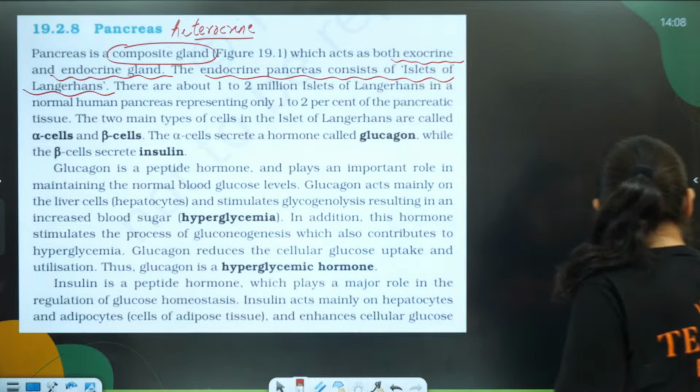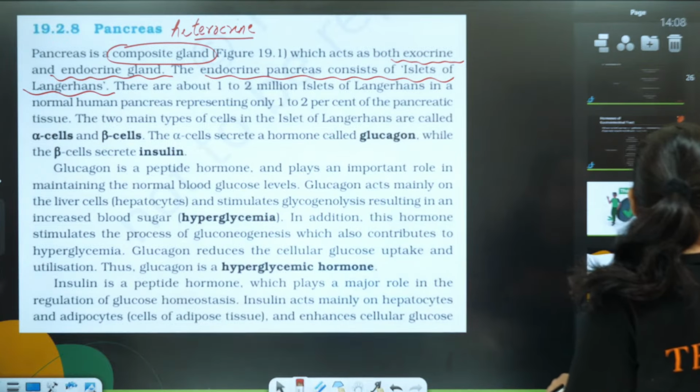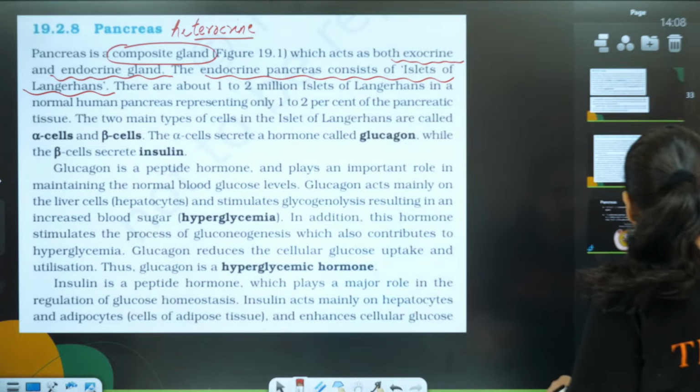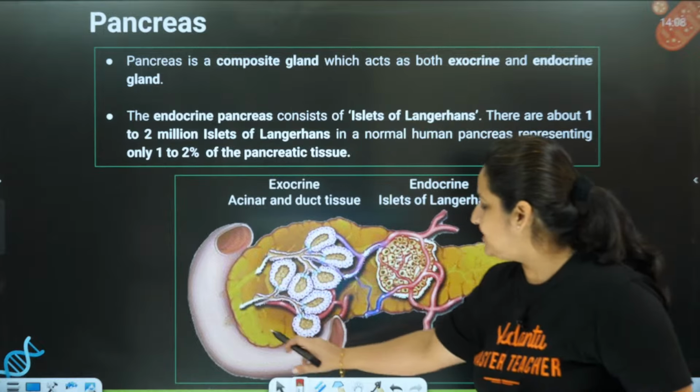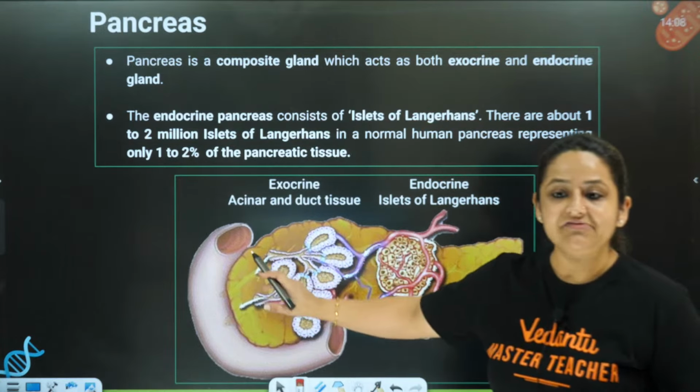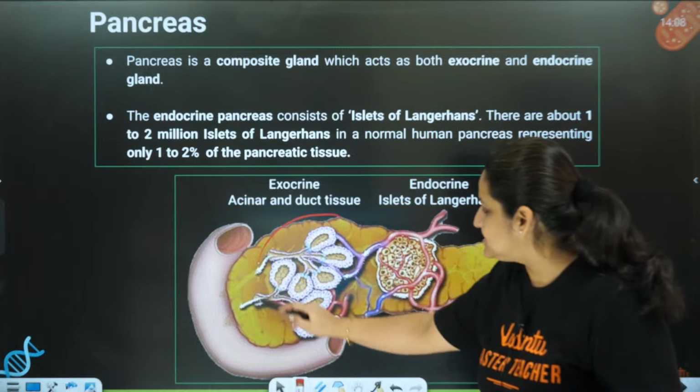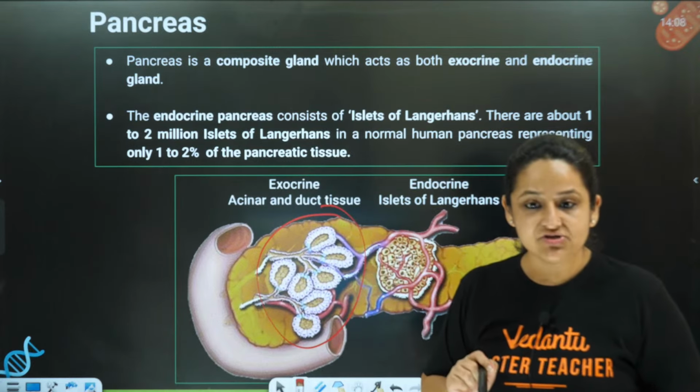Don't get confused. Generally, this is a little difficult to imagine, so I'll just show you a picture. You can see over here, look at this picture. They have shown the pancreas, and they have shown both the parts over here. You can see this part represents the exocrine function.